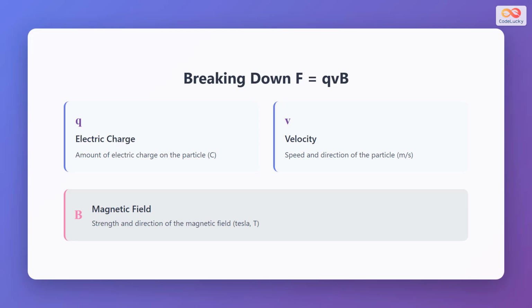Let's examine each component of our formula in detail. The variable q represents the electric charge, which is the fundamental property that determines how strongly a particle interacts with electric and magnetic fields. The velocity v tells us both how fast and in what direction the particle is moving. Finally, B represents the magnetic field strength, measured in units called Tesla. The stronger the magnetic field, the greater the force on our moving charge.